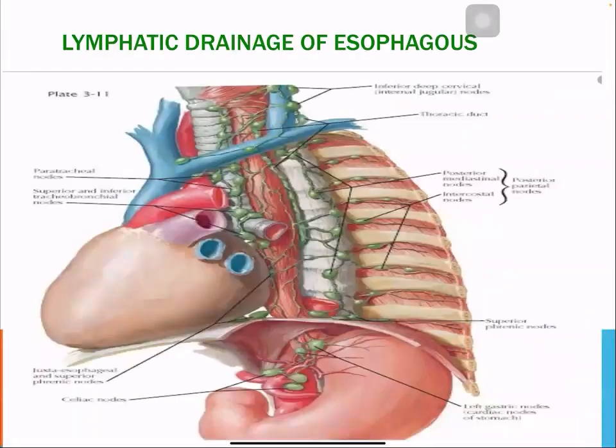The lymphatic drainage of the esophagus is through the paraesophageal lymph nodes. Here, these are the paraesophageal lymph nodes that drain to the posterior mediastinal lymph nodes, then to the supraclavicular lymph nodes. While in the lower part, it drains to the left gastric nodes, which drain to the celiac nodes.